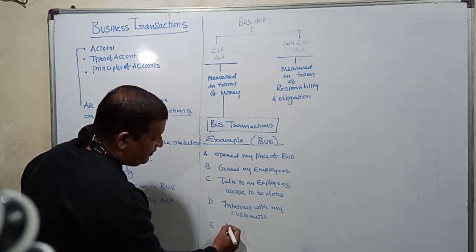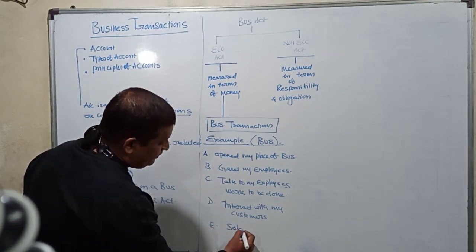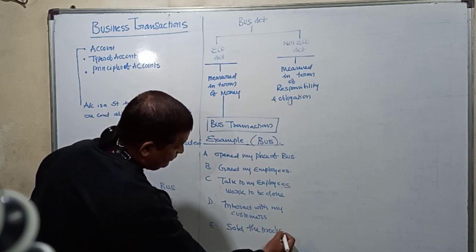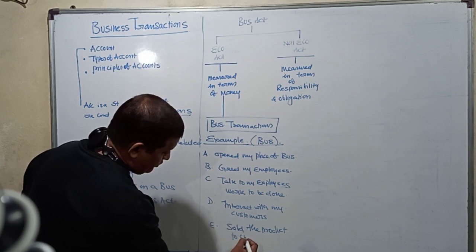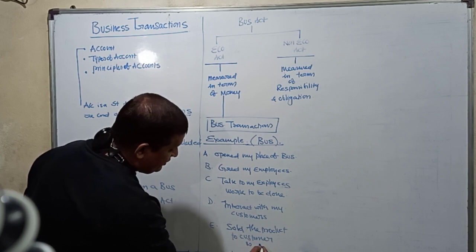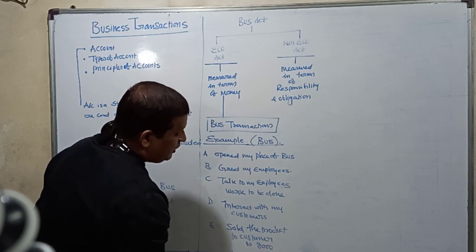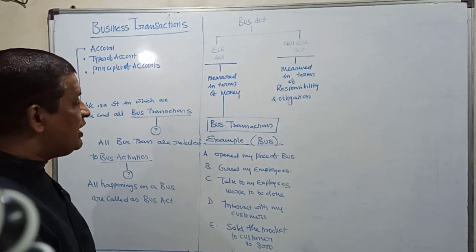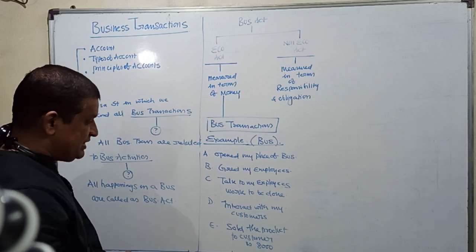And next, I sold the product to the customer for rupees, say 8,000. So these are all the activities I've been doing in my business.